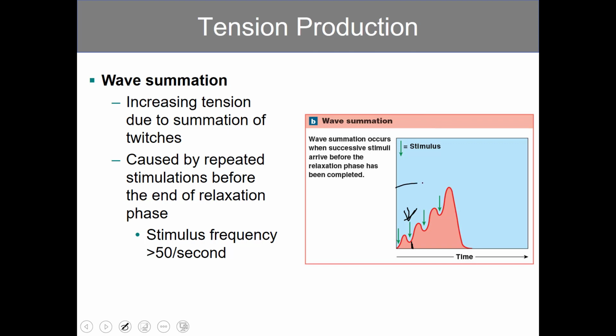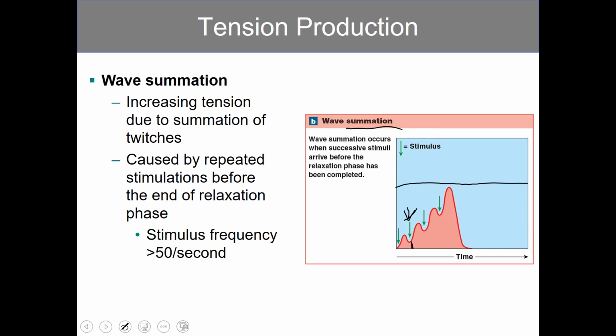And you can see that the tension that is produced by this is greater. And we call this wave summation, because we are summing up all of the individual waves, not allowing for a complete relaxation. And you're able to get more. And again, it's the same explanation that we've seen before.